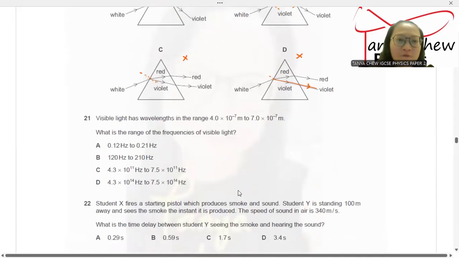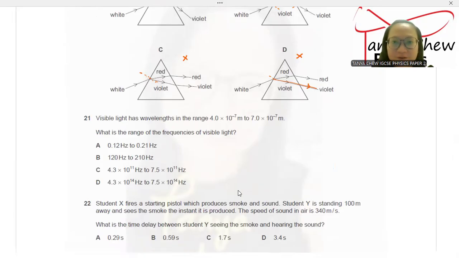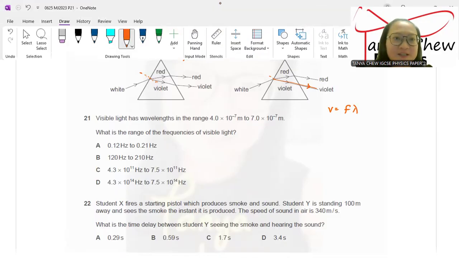Number 21, visible light has wavelengths in the range of 4 times 10 to the power negative 7 meter to 7 times 10 to the power negative 7 meter. What is the range of frequencies of visible light? Visible light is one of the electromagnetic rays that travels with the speed of light, remember? Therefore, if you want to find the range of frequency, still remember this equation? v equals f lambda. v represents the wave speed, f represents the frequency, and lambda represents the wavelength.